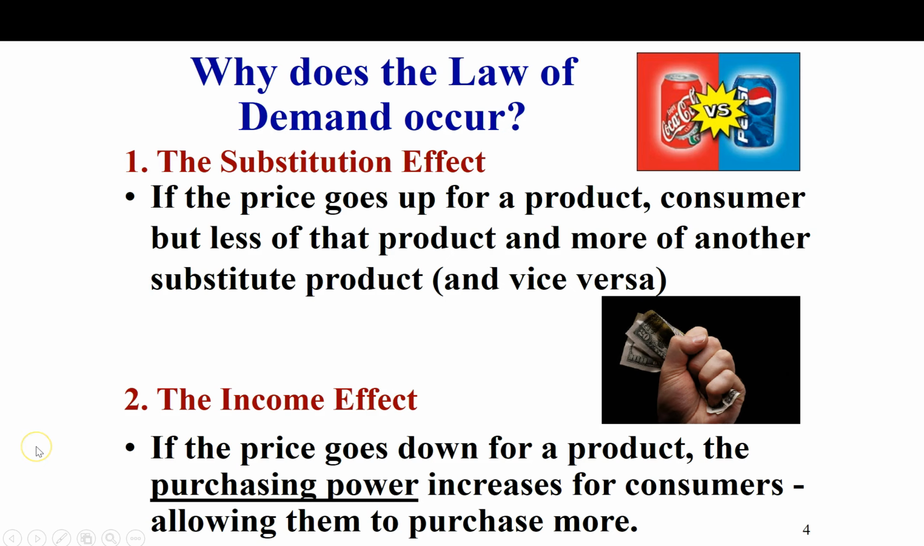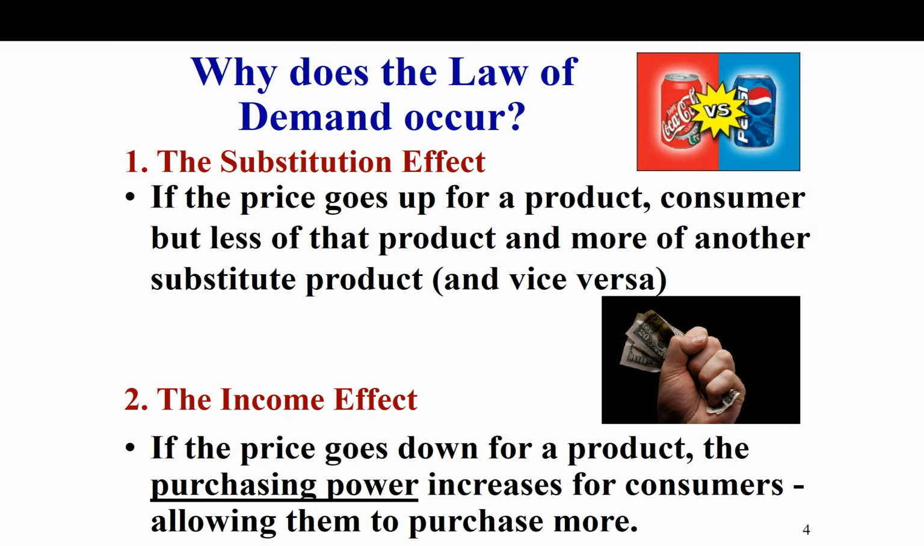The second effect, and again, these are just explanations for why we have this inverse relationship. The second effect is called the income effect. And this is when the price goes down for a product, the purchasing power for a consumer increases. And so think about this. If something gets cheaper, you become very happy about that, and you think, ooh, I have more money. And as a result, I'm probably going to buy more of that product with that additional money.